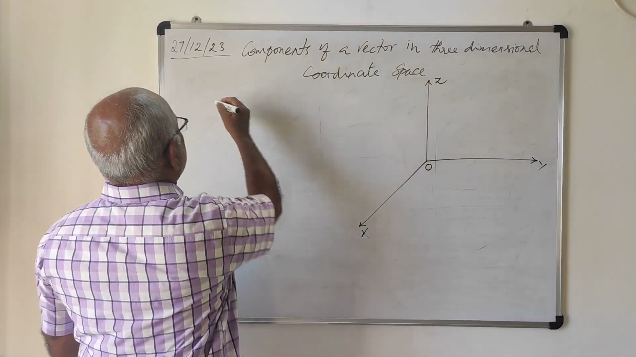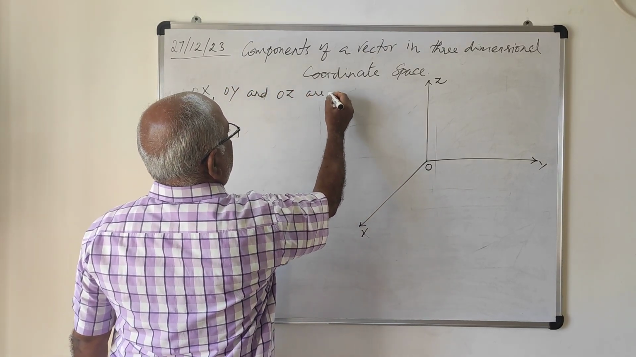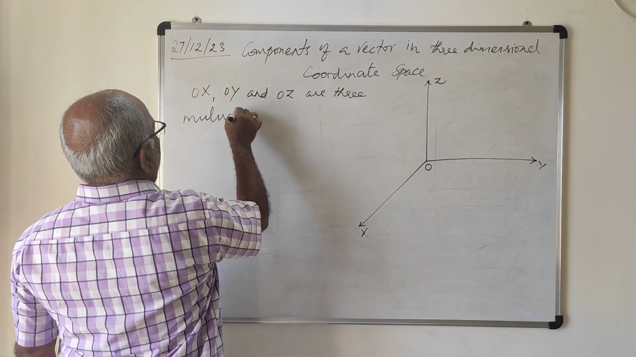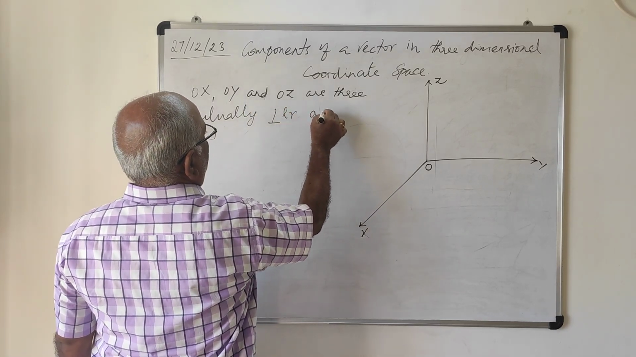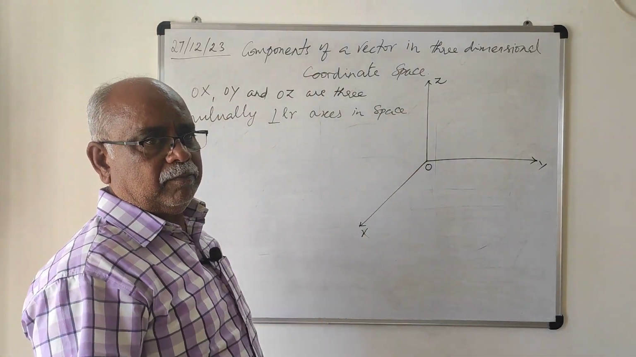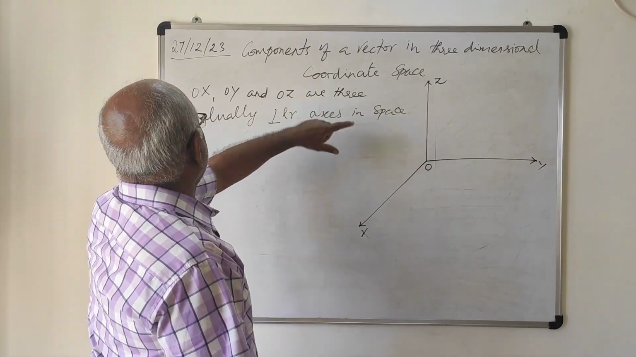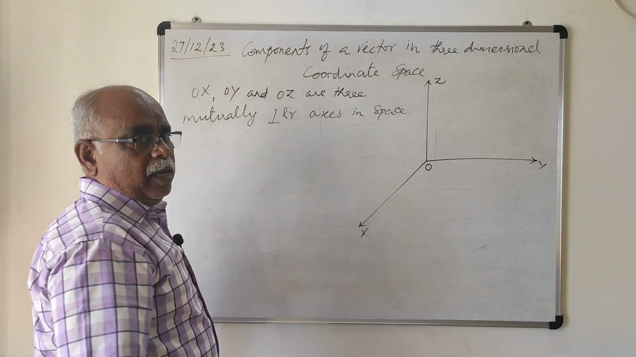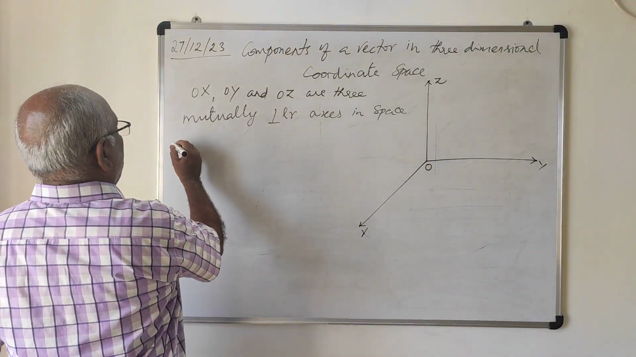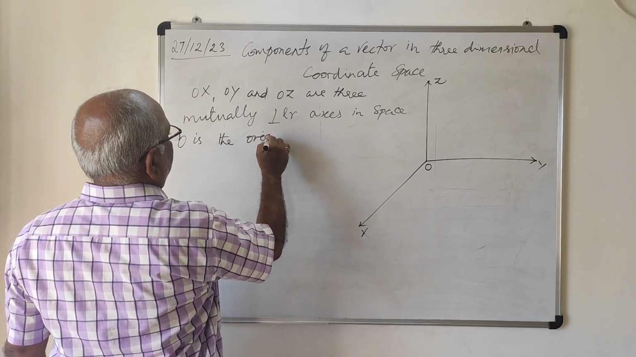OX, OY, OZ. OX, OY and OZ are three mutually perpendicular coordinate axes in space in the three-dimensional coordinate system. And O is the origin.